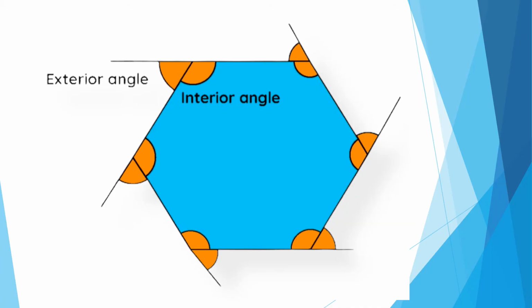We have here a hexagon. The sum of the interior angles of a regular hexagon is 720 degrees. And the measure of each interior angle is 120 degrees. So each interior angle measures 120 degrees. And the measure of each exterior angle is 60 degrees.